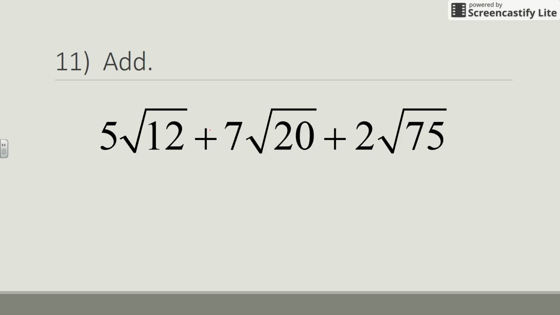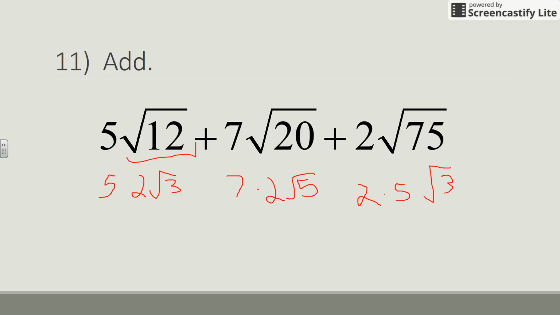We didn't get to this one. You have to simplify all your radicals. So radical 12 is radical 4 times radical 3. So this is 2 radical 3. And this is 7 times radical 4 times radical 5. So that's 2 radical 5. And this is 2 times 5 radical 3.